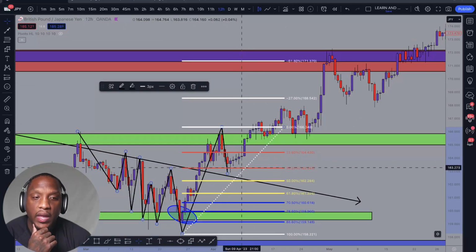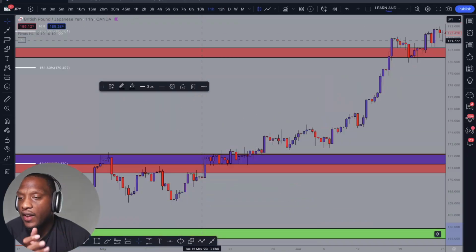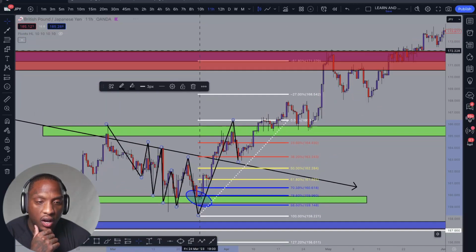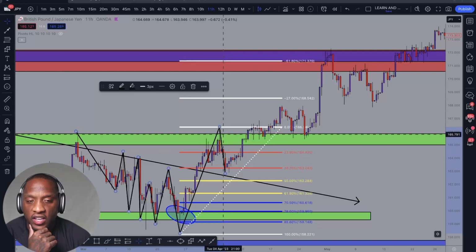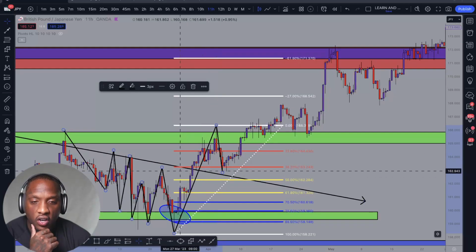But most importantly, we have wicks at 38.2. If you guys don't know how fibs work, once it prints on a fib level, it counts as that level being market structure. You can see clear as day that on this time frame, boom.